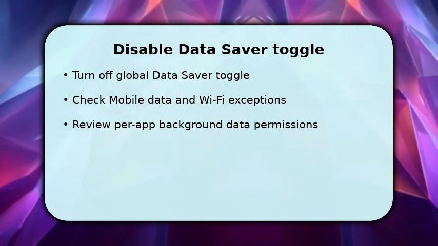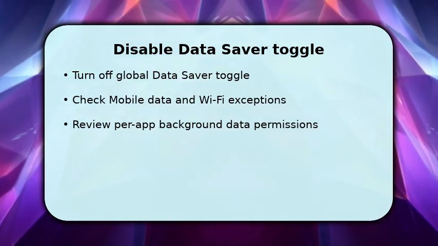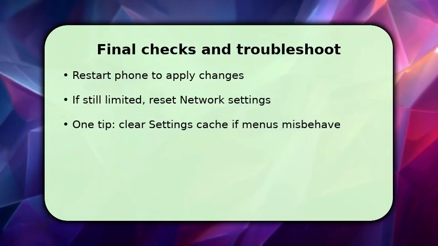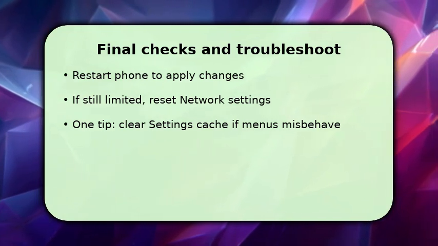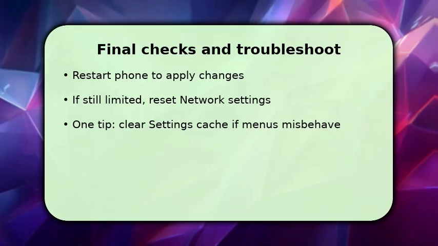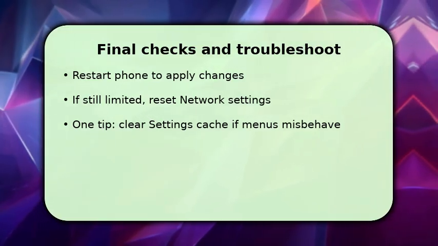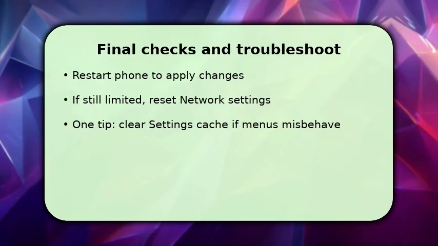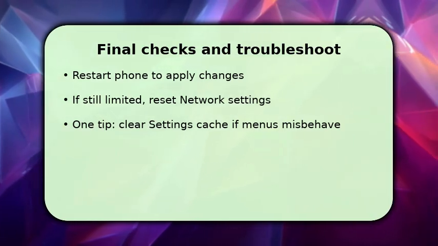Finish by restarting your Vivo so all permissions and toggles apply cleanly. Once done, test by opening a restricted app and confirming background sync. If limits persist, reset network settings to restore normal data rules. Remember, this removes saved Wi-Fi passwords.